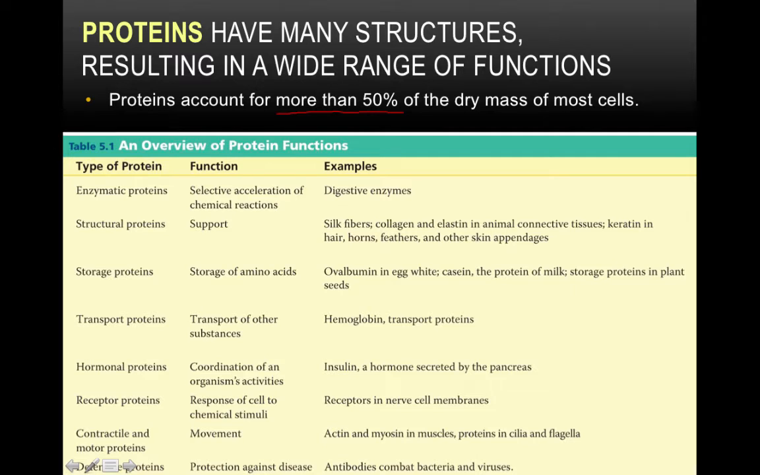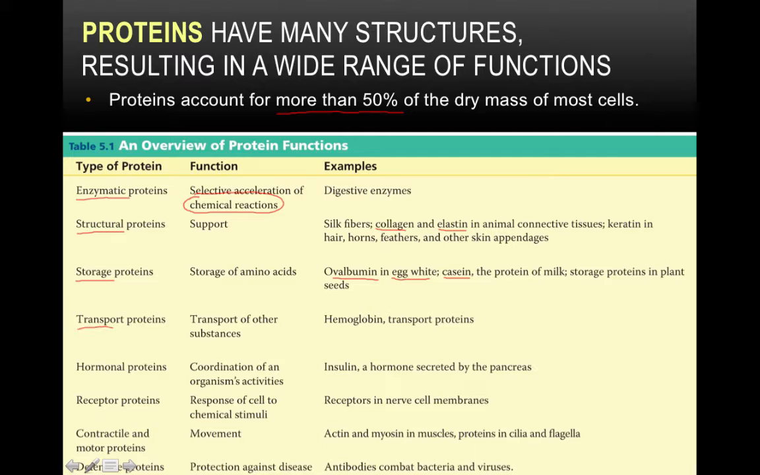Some proteins are enzymatic, in other words, they are enzymes, and these proteins are going to facilitate chemical reactions in a cell, converting substrates into different molecules called products. Other proteins are structural, and they provide support, such as collagen and elastin. Other proteins function in storage. They store amino acids, which can be used, for example, in egg white by a developing embryo, or in the major protein of milk, casein, to nourish a baby mammal.